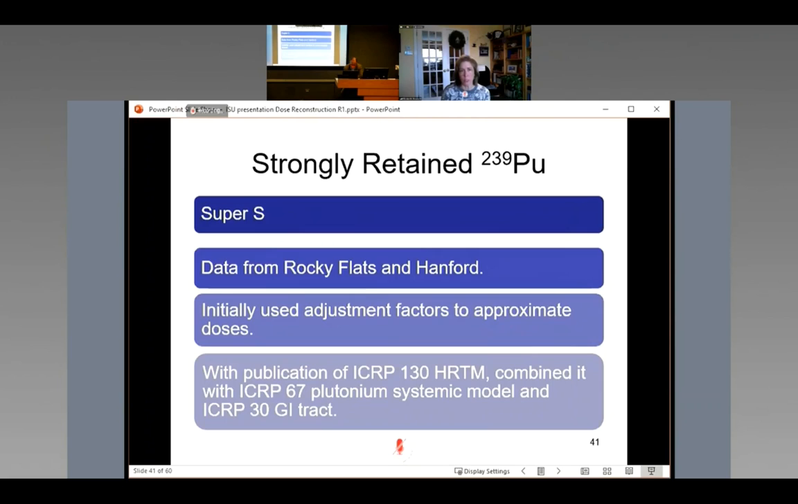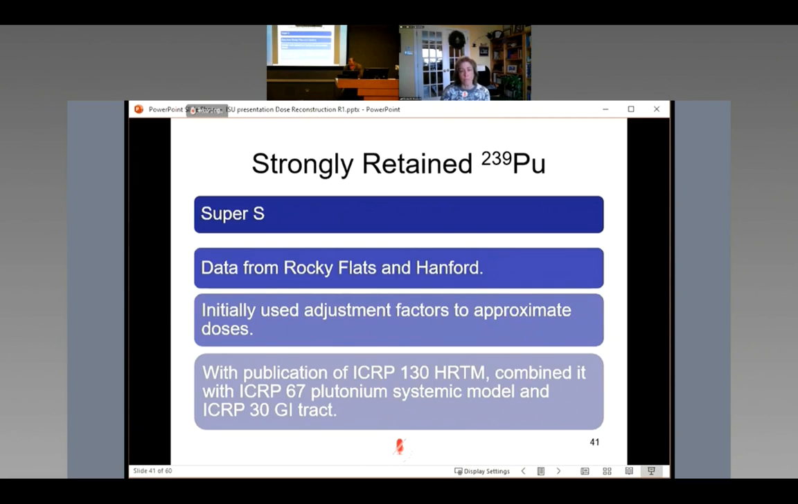So a particular example is the plutonium-239 super S. We actually had data from Rocky Flats and Hanford that clearly showed that it was being strongly retained. Because of the requirement to use ICRP models, we initially couldn't come up with a revised model to assess this. So we had a document where we used adjustment factors to approximate the doses. It was very claimant favorable. It was pretty broad stroke where a type S plutonium would be assessed and then adjustment factors would be applied to approximate what would happen if you had the strongly retained plutonium.